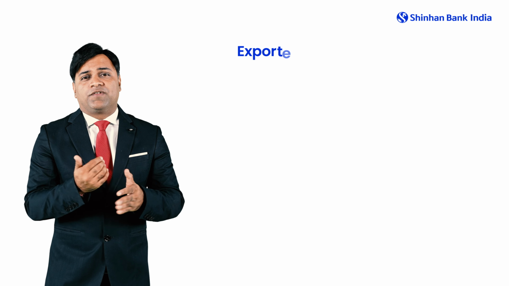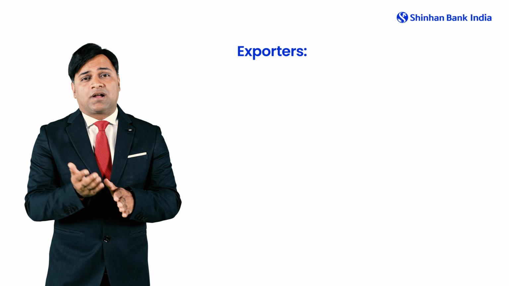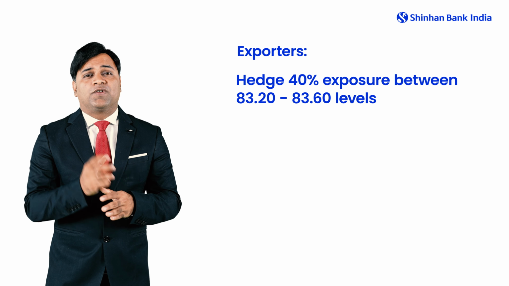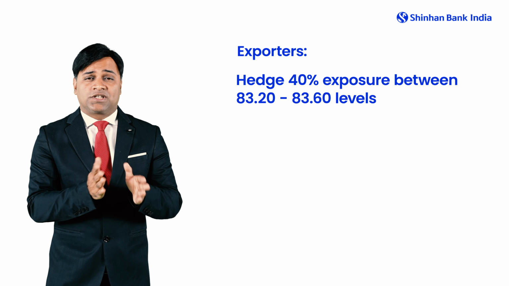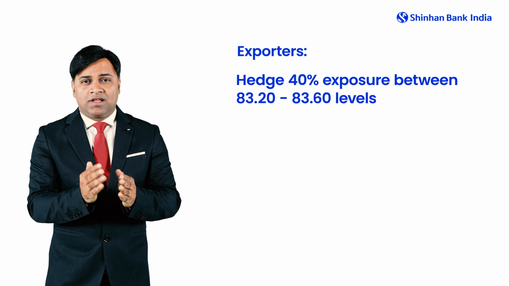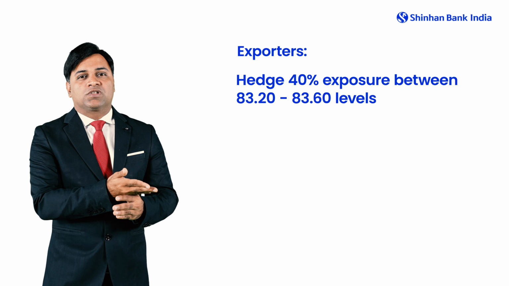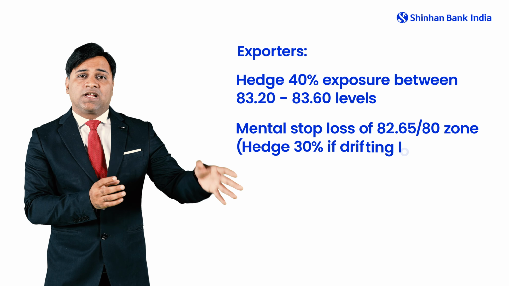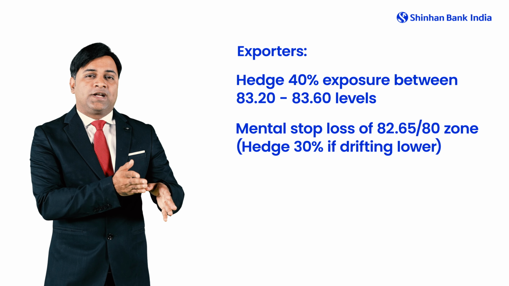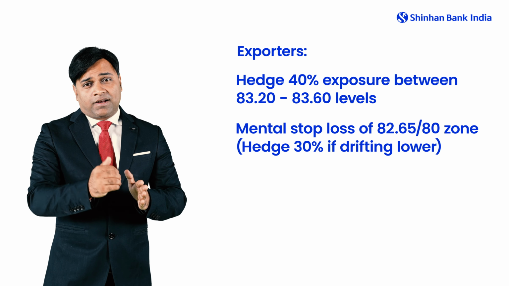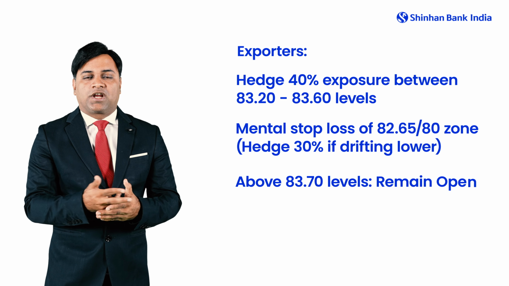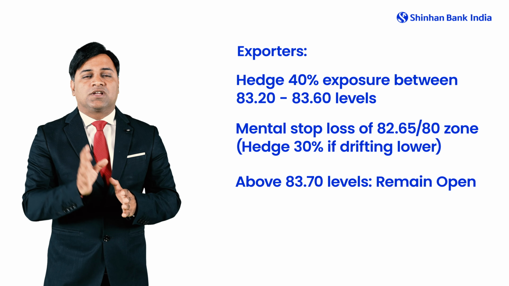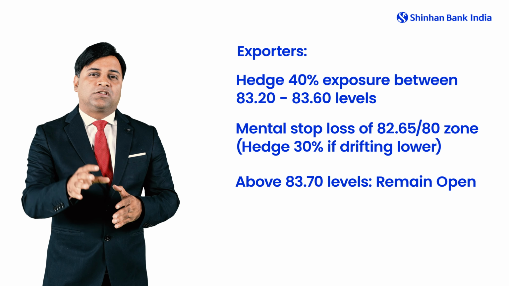For an exporter, we suggest that we are seeing levels again above 83.20. We should hedge 40% of exposure with a mental stop of the 82.65 and 82.80 band, where if we drift again to those levels, at least we are hedged to 40% of our exposure, and the remaining 30% we can hedge if it moves below the 82.80 and 82.65 band. Rest, if it is moving higher up, we would recommend to stay open for some more time and evaluate once again if we can hedge around 83.60 levels for another 30%.